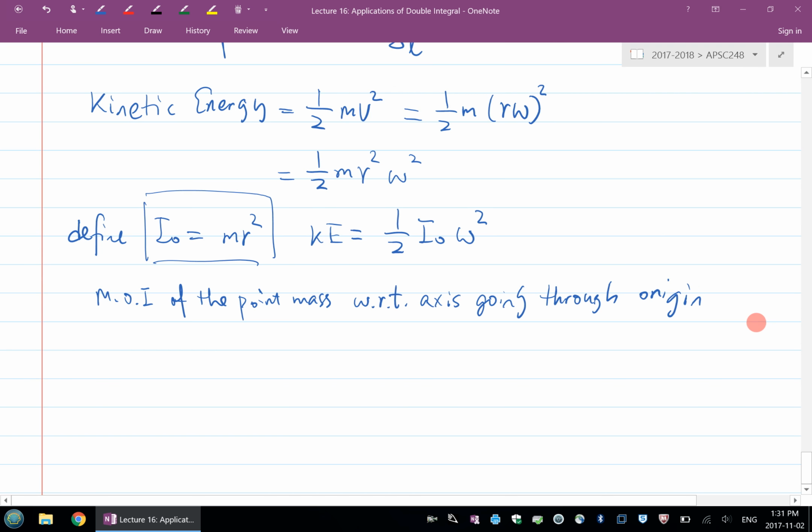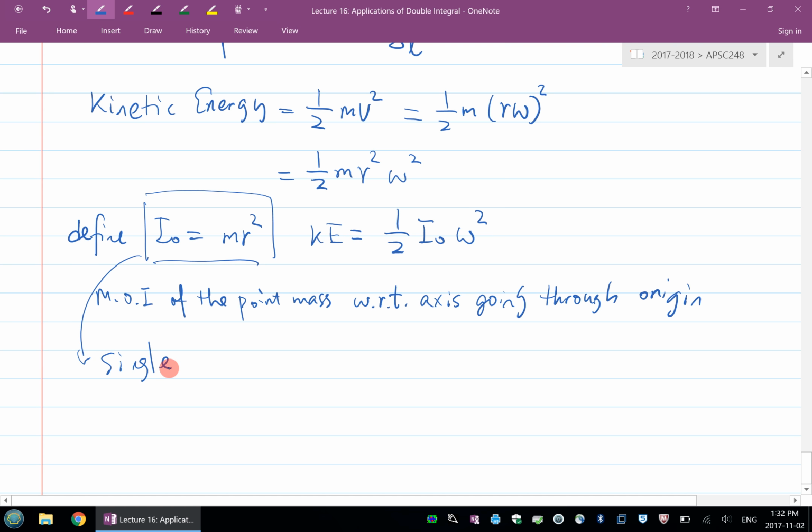This has a little bit of a connection to the so-called second moment of area. Remember that the first moment is the mass moment concept: you have the mass times the distance. But here it's the mass times the distance squared. So you get the moment of inertia, which is a second moment of area in this case. This one is a single quantity; it represents the moment of inertia for a single point mass.